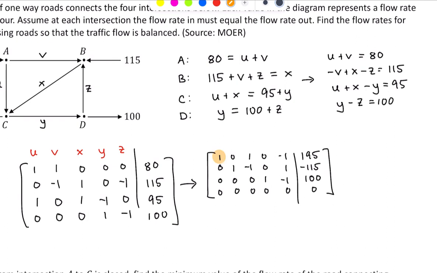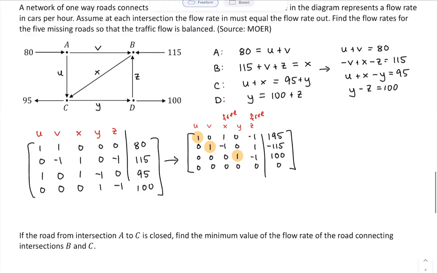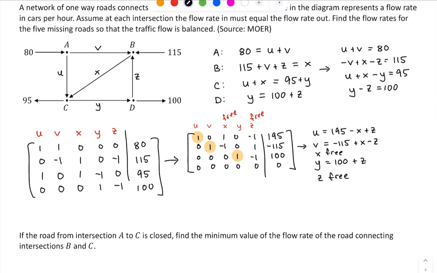Okay, now let's identify the pivot positions. There's a pivot position here, here, and here. This suggests that x and z are both free. And then converting our rows back to equations and solving for the pivot position variables, we get the following. Okay, the solution to our system is right here, where we have x and z are both free, and u, v, and y depend on our choices of x and z.